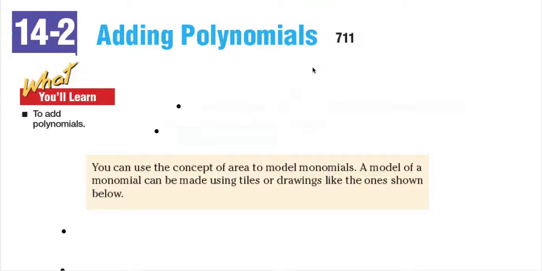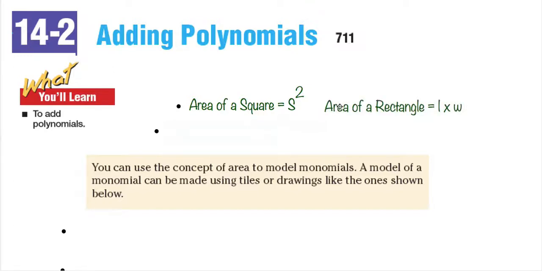Adding polynomials. The objective of this lesson is to add polynomials. Before we start adding polynomials, we need to take into consideration two area formulas. The first area formula we need to know is the area of a square, which is s squared, and the area of a rectangle, which is length times width. These two area formulas become the foundation of algebra tiles.